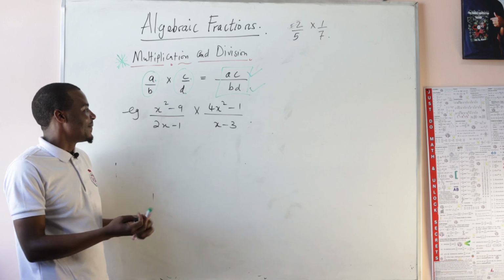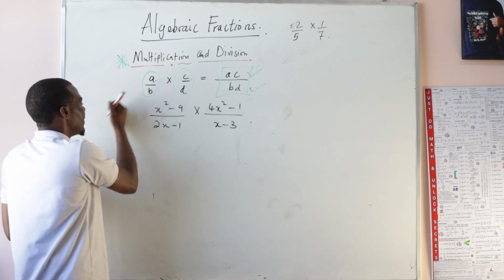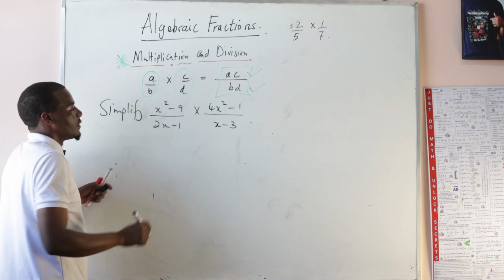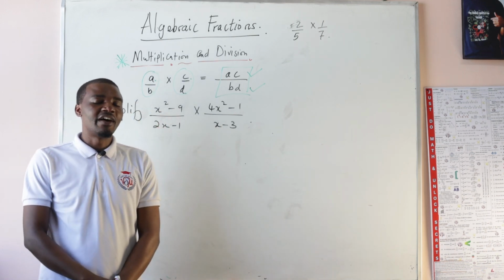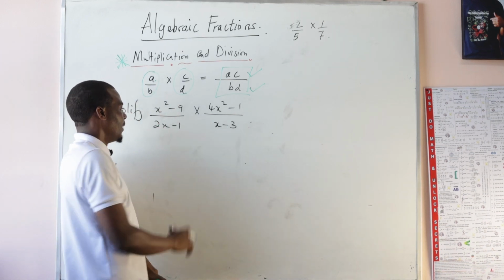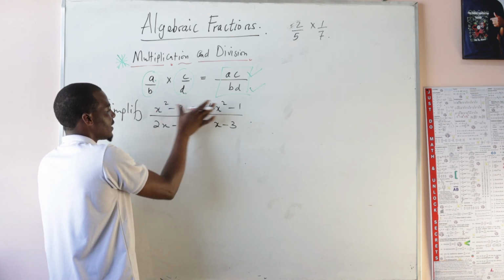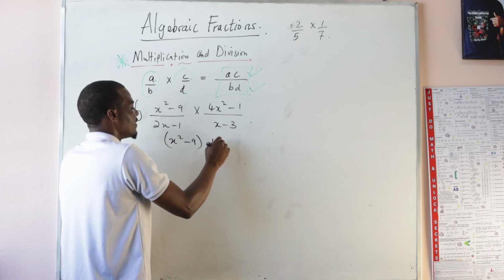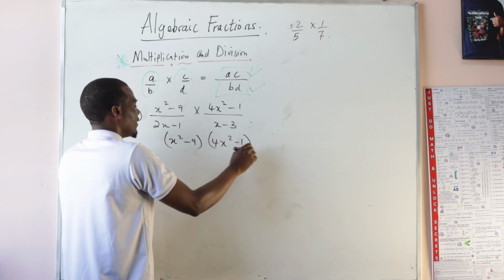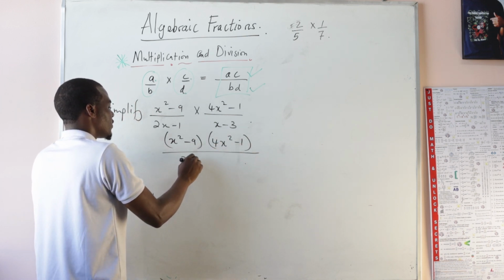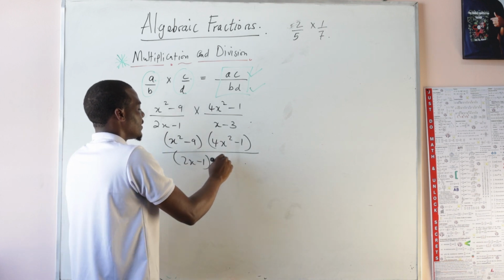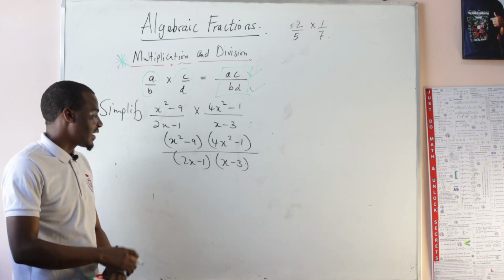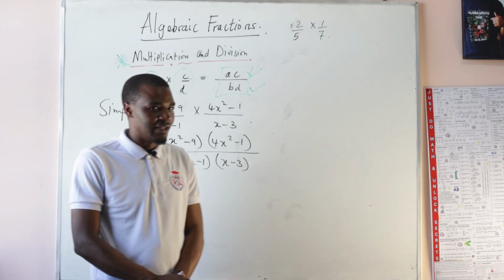What about in this case? We want to simplify this problem. So how best are we going to simplify this problem? So obviously we're going to say numerator times numerator. So we're going to get x squared minus 9 times 4x squared minus 1, all over 2x minus 1 times x minus 3. So that's the answer. But can we leave it like this? I feel like we can't do that.